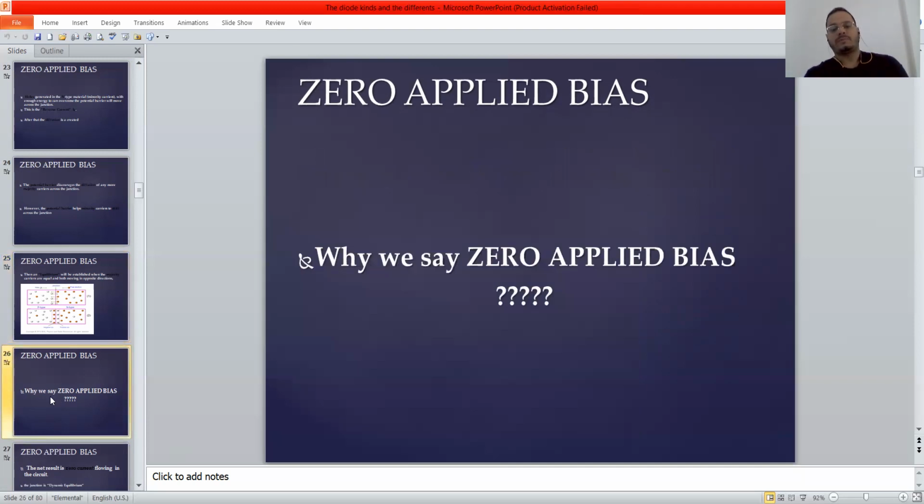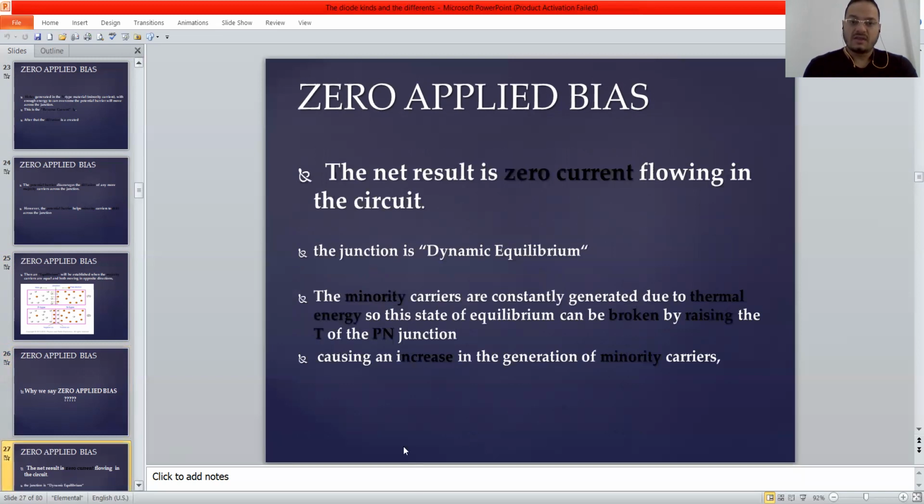Why do we say zero applied bias? Actually, because we don't have any electric power in the circuit. The net result is zero current flowing in the circuit, which is why we say zero applied bias. The junction is in dynamic equilibrium. The minority carriers are constantly generated due to the thermal energy.